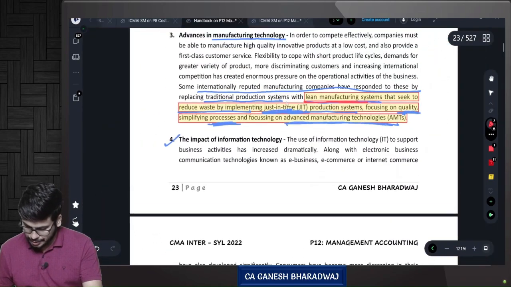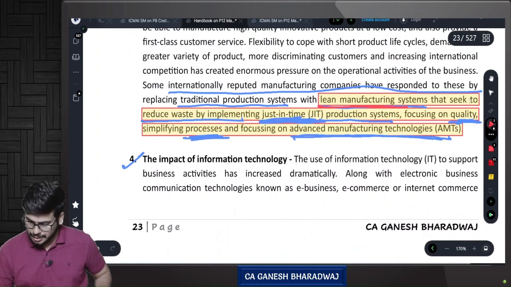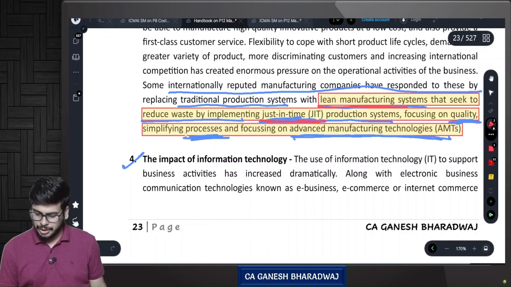Look at this. On page number 23, lean manufacturing systems that seek to reduce the waste by implementing the just-in-time production system focus on quality, simplifying processes, and advanced manufacturing technologies.